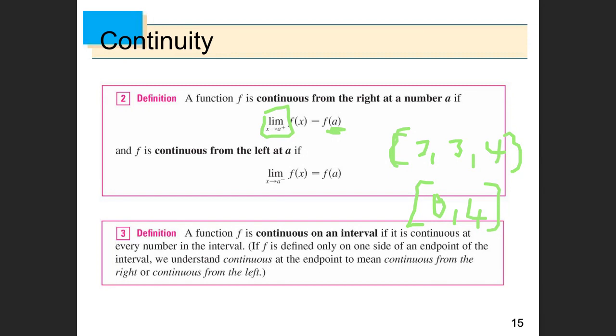All you need to do is start by looking at the domain of the function. Make sure that this interval is in the domain of that function. That is good enough reason to justify that that function is going to be continuous on this interval. Rather than you trying to tell me, okay, for x equals 0, it works. For x equals 1, it works. For x equals 2, it works.